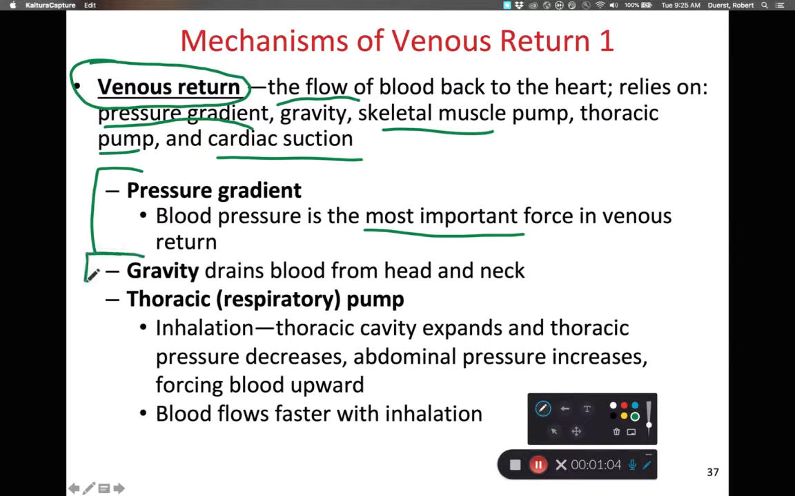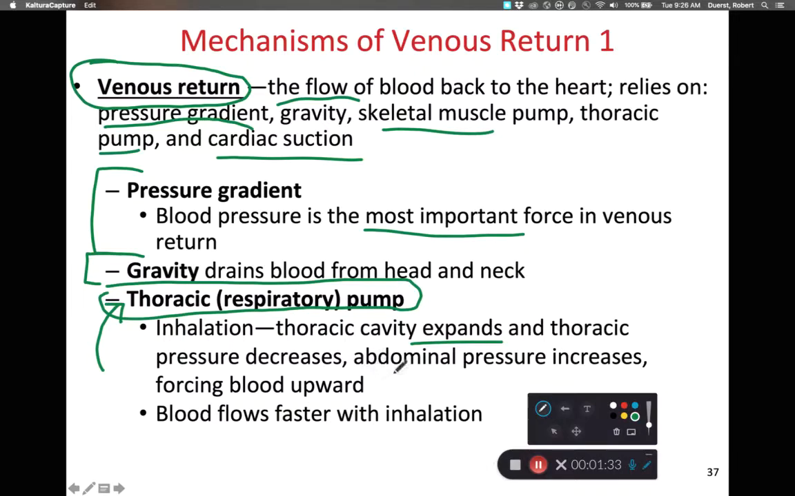When we think of blood in the head and neck, gravity is going to push that blood back to the heart. And then we have our respiratory pump or thoracic pump. When we inhale, we're expanding our thoracic cavity. And by increasing the volume of our thoracic cavity, we are going to decrease the pressure in our thoracic cavity. And that's going to pull blood into our thoracic cavity.